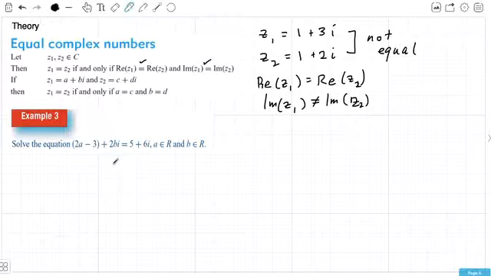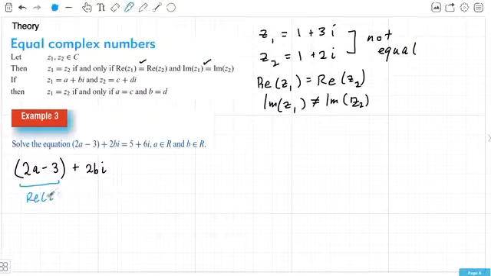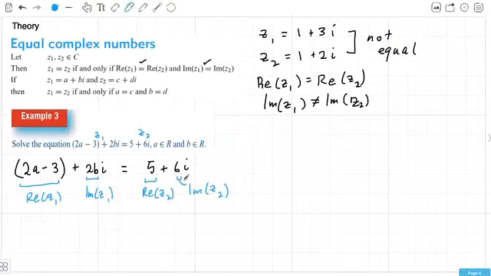We've got 2a minus 3 plus 2bi, and you can see that that 2a minus 3 is in brackets. It's just to identify that this is the real part here. That's the real part of the complex number. We'll just call this side z1, and this is the imaginary part of z1. Okay, and that has to be equal to the other side, 5 plus 6i, and on this side it's a bit easier to see the real part. We'll call this other side z2. And the imaginary part, remember that the imaginary part is only ever just the number, it's not the i as well.